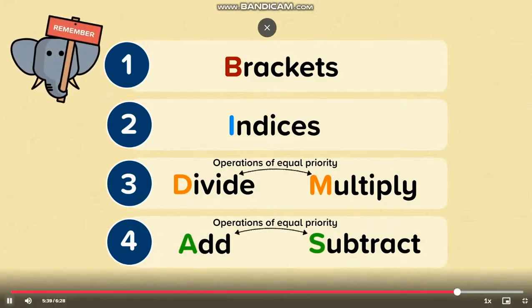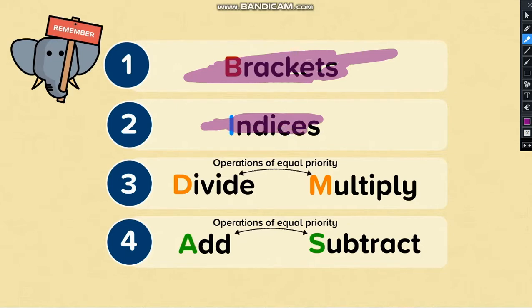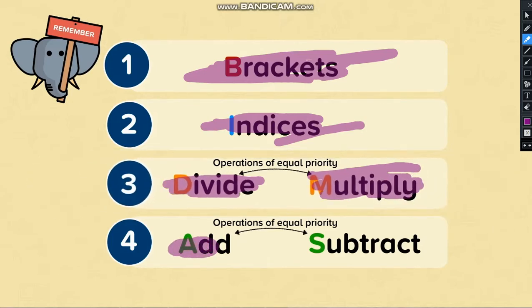A good way to remember the order of operations is by thinking of BIDMAS. Each letter in the word stands for an operation. The B in BIDMAS stands for brackets. You solve the operations inside the brackets first. The next thing you need to do is find the result of any index numbers, the indices. For example, 2 squared or 3 cubed. After that, you divide or multiply, the D and M in BIDMAS.